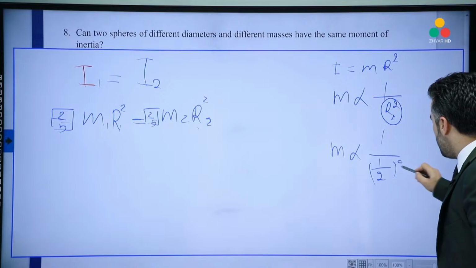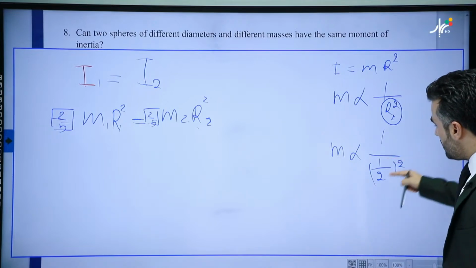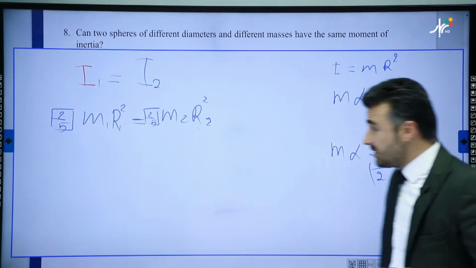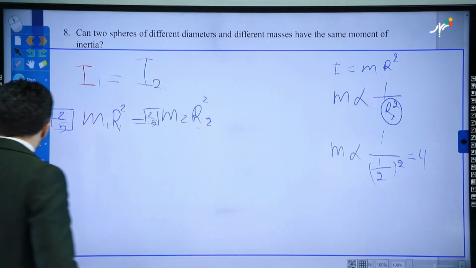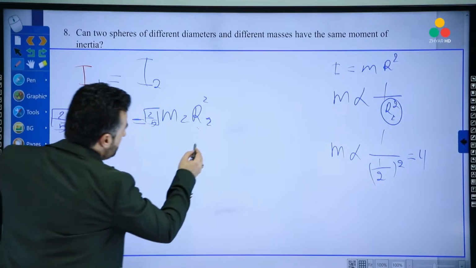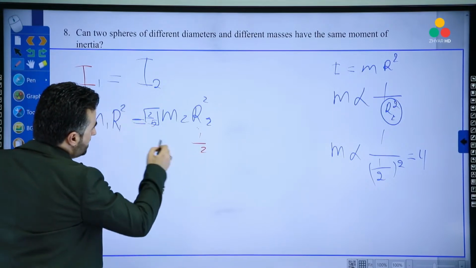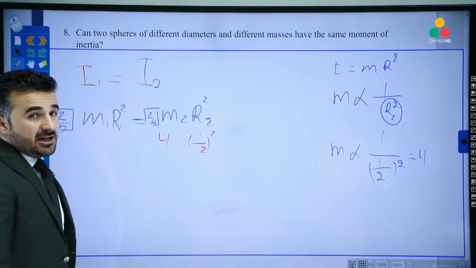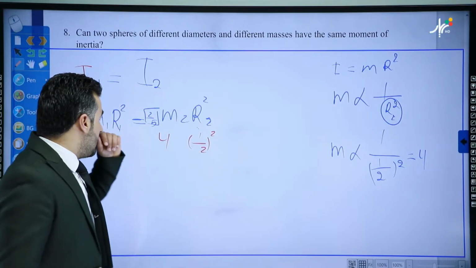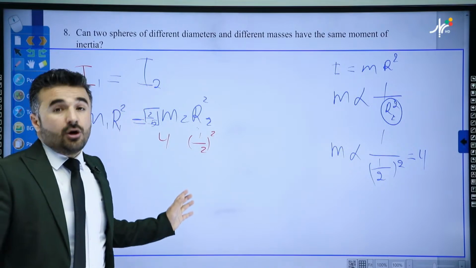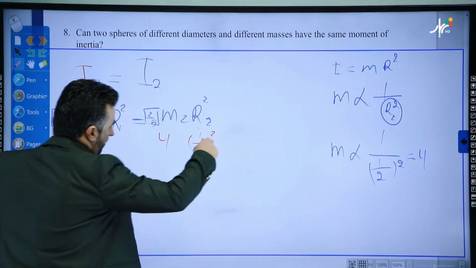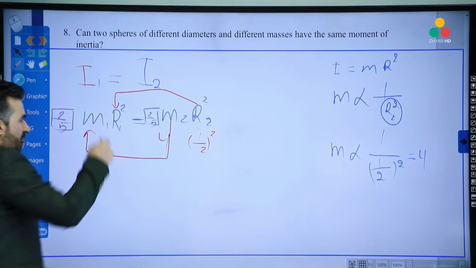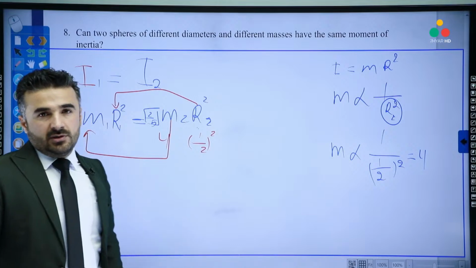But don't forget the radius is squared. So 1 squared, 2 squared is going to be 4. This 4 goes up. It becomes what? It becomes 4. That means if this radius here is half, of course the mass must be 4 times bigger in order to compensate for that, because this is squared, yes? So if that is the case, then of course we can say these two moments of inertia are equal. So we can say if this radius is half of this one, then of course the mass must be 4 times bigger than this, then we can have the same moment of inertia.